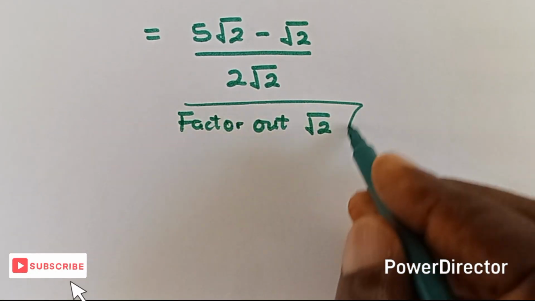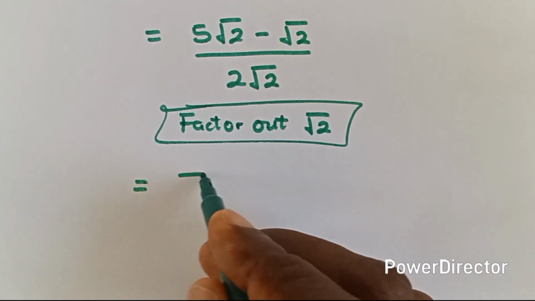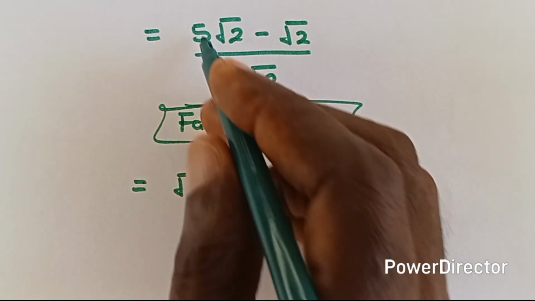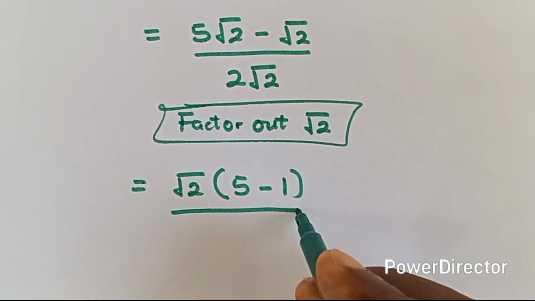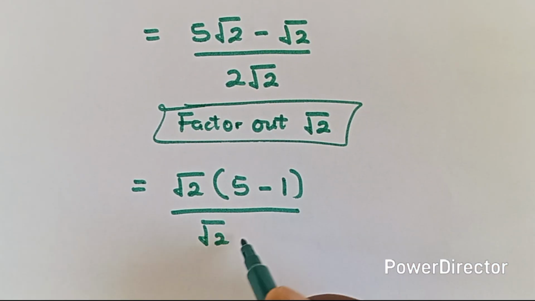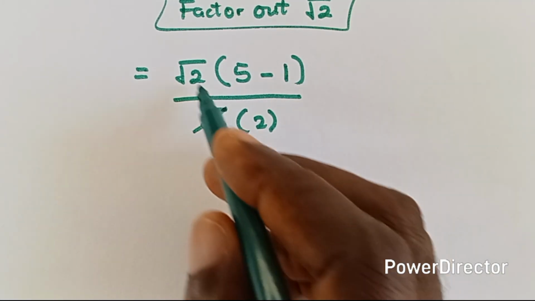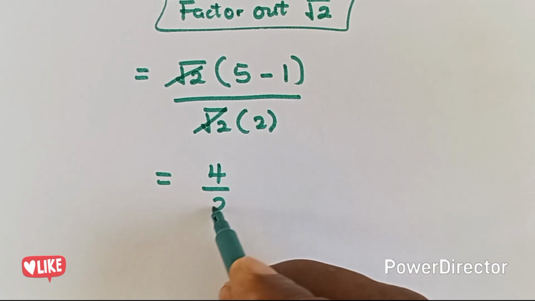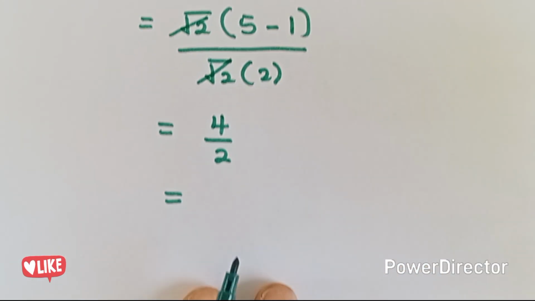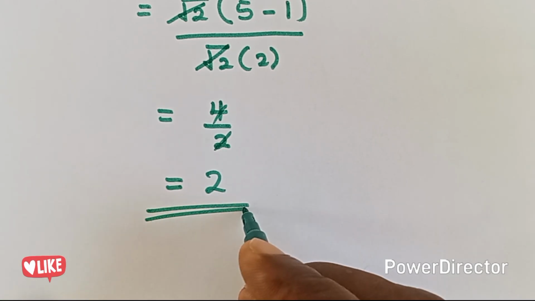Alright, so by the time we factor root 2 out, we have something like root 2 open bracket 5 minus 1, then over root 2 times 2. Okay, root 2 times 2 is the same as 2 root 2. Then root 2 is common, we cancel it out. We are left with 5 minus 1, which is 4 over 2. How many 2 can we see in 4? We can see 2. So our final answer is 2.